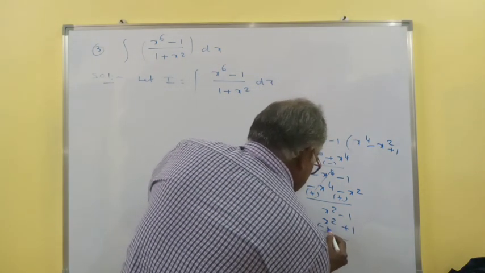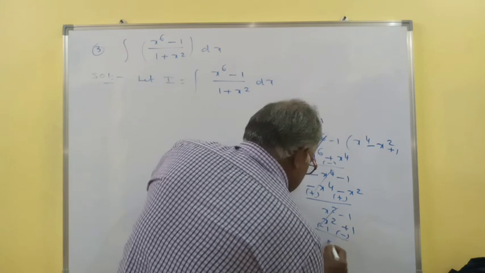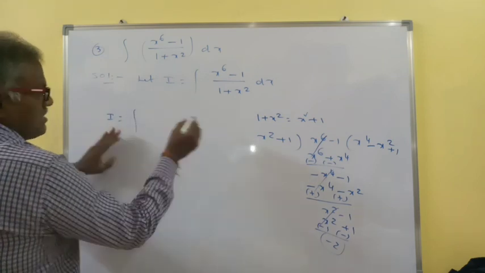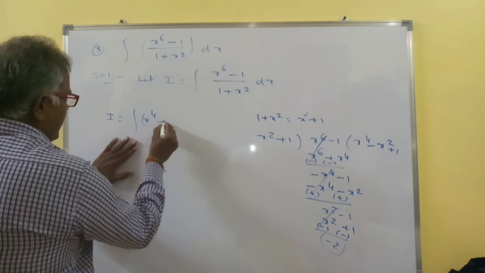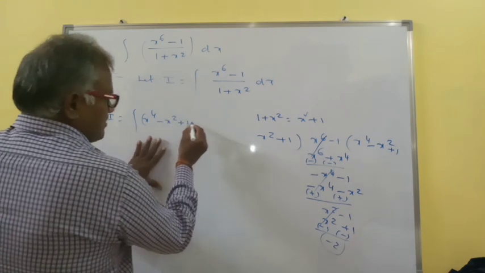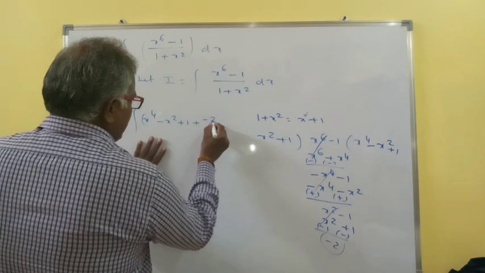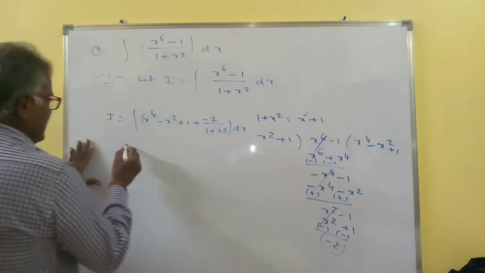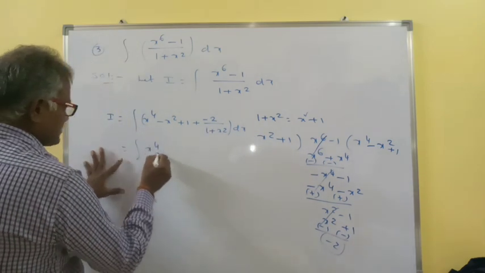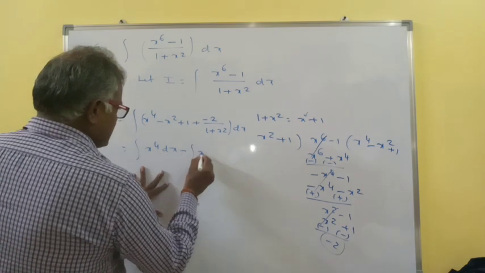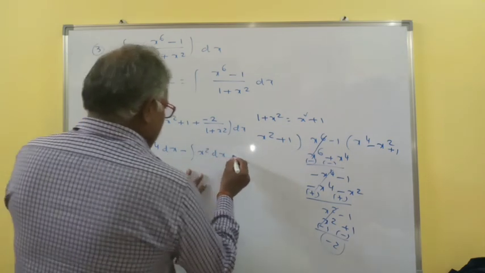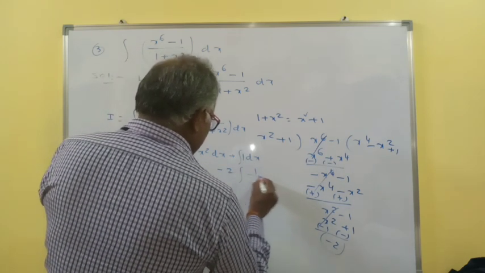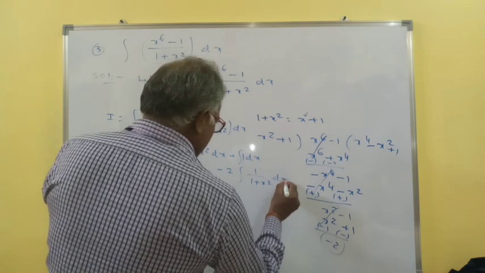So simply minus x to minus. So cancel minus 2. So finally here I is equal to x power 4 minus x square plus 1 plus minus 2 by 1 plus x square. Okay. So separate these terms: x power 4 dx minus x square dx plus 1 dx minus 2 into 1 by 1 plus x square dx.